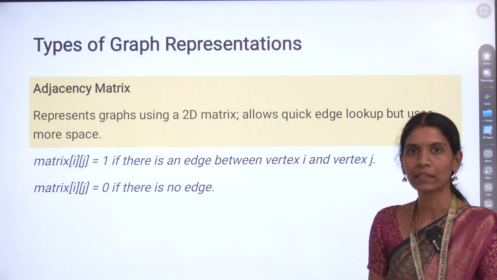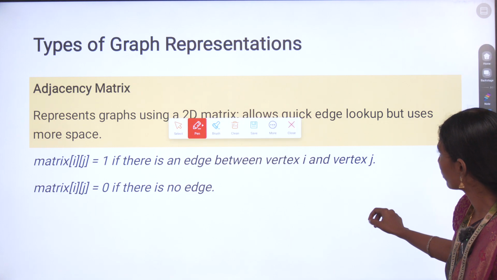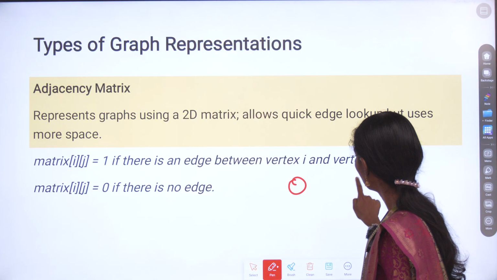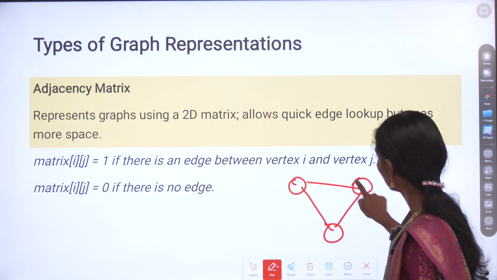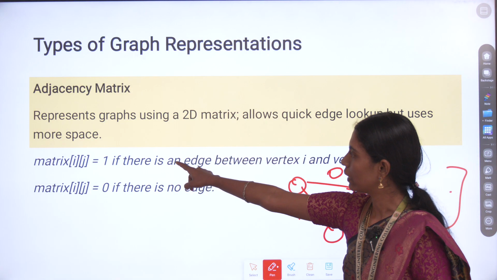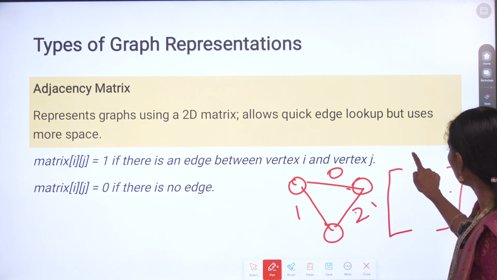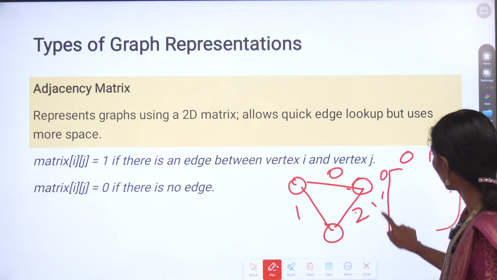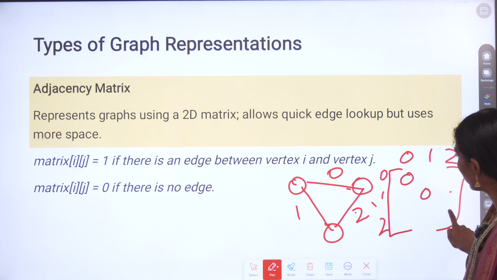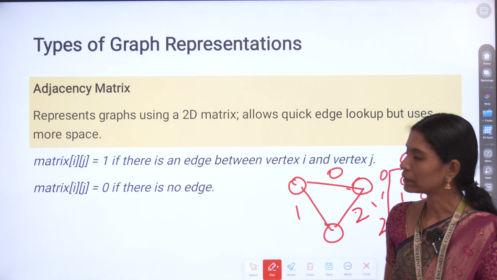Types of graph representation. It contains adjacency matrix. Edges may be connected with matrix indices I and J. If there is an edge between vertex I and J, it contains 1, otherwise 0. For example, the entries 0 and 0 is 0, 1 and 1 is 0, 2 and 2 is 0, the others remain 1. This is the adjacency matrix.